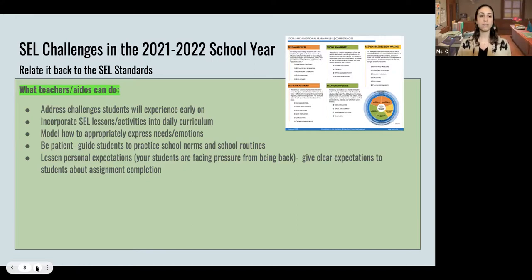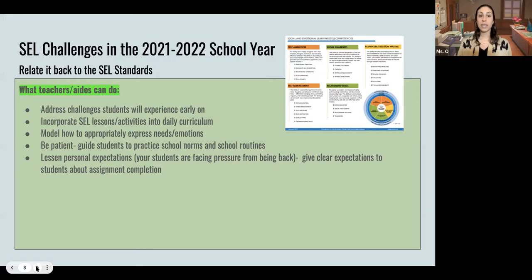The next one, incorporating SEL lessons and activities into the daily curriculum. Yes, we have to follow Common Core standards, but we do have a lot of opportunities to incorporate SEL in activities. So I'm excited to share some of those later on, and we'll talk about that near the end of our webinar.